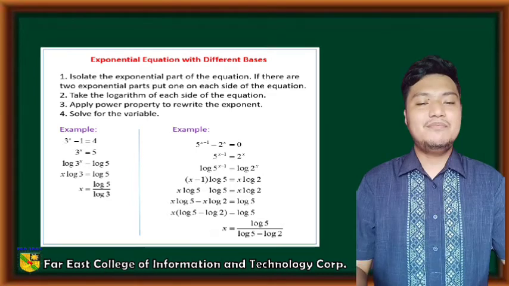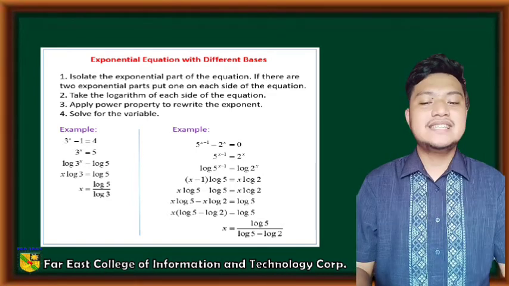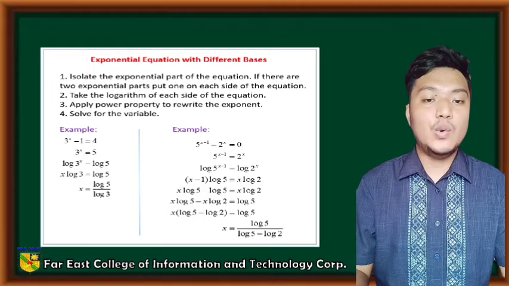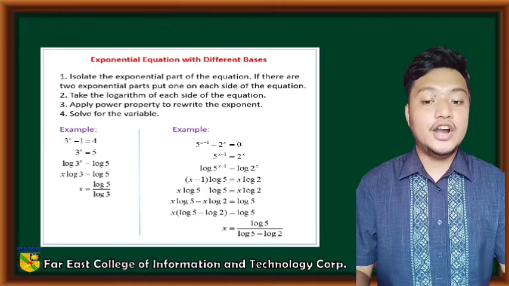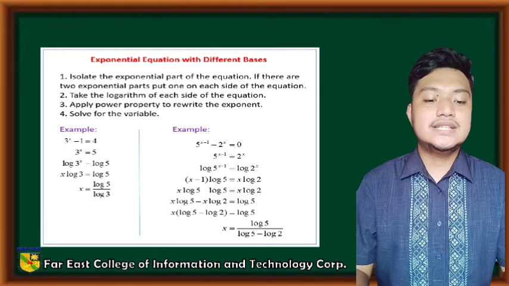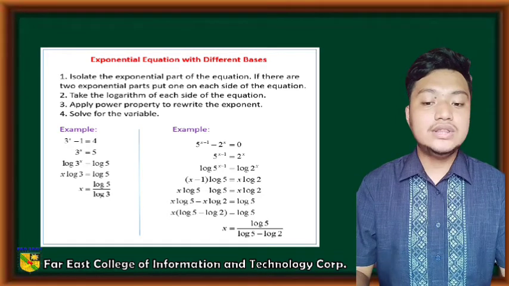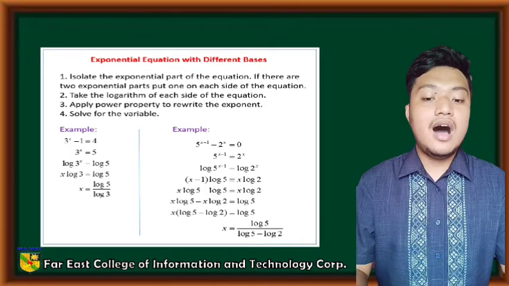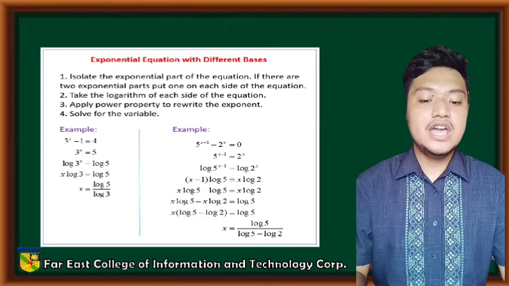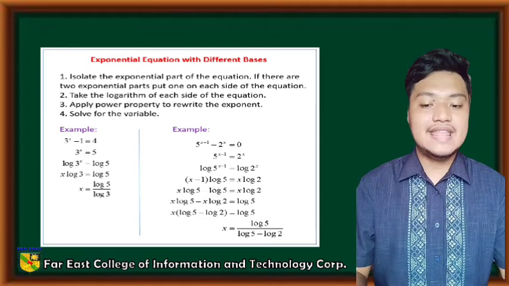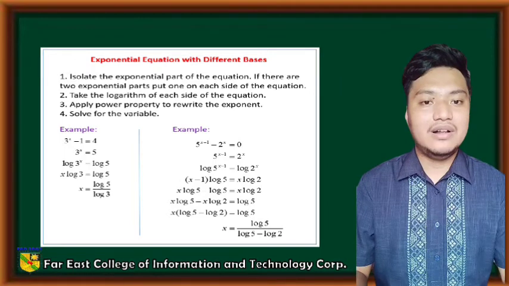Number 1 is isolate the exponential part of the equation. If there are two exponential parts, put one on each side of the equation. Number 2, take a logarithm of each side of the equation. Number 3, apply the power property to rewrite the exponent. And lastly, you need to solve for the variable.